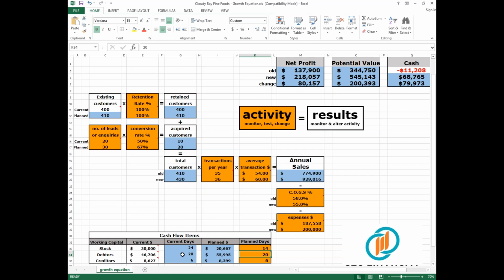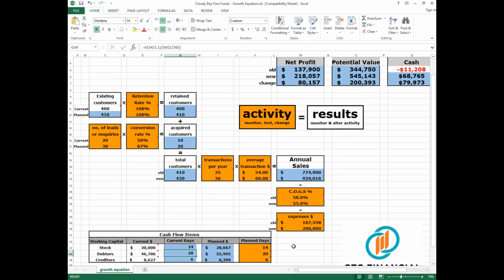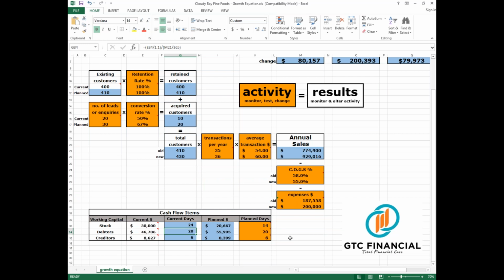The other thing that I found strange about Nigella's business is that she has 20 days of debtors, which are her customers owing her money. And that's $46,000. As we've grown the business, that's increased if we don't deal with these days. Now, most of Nigella's customers are probably mum and dads coming in and paying with a credit card. So this is likely to be the restaurants and cafes that she's dealing with. So she's offered them credit.